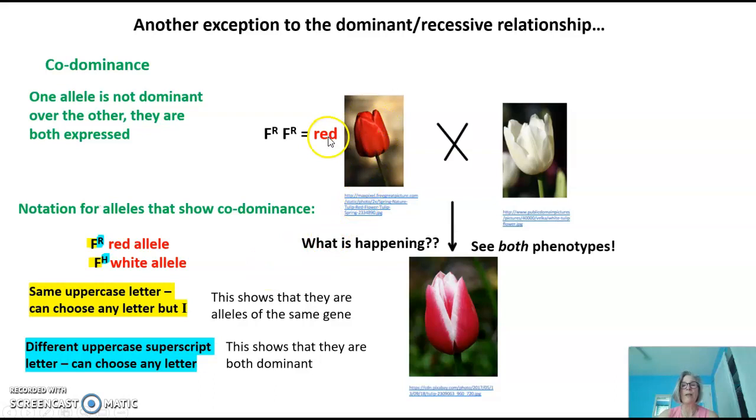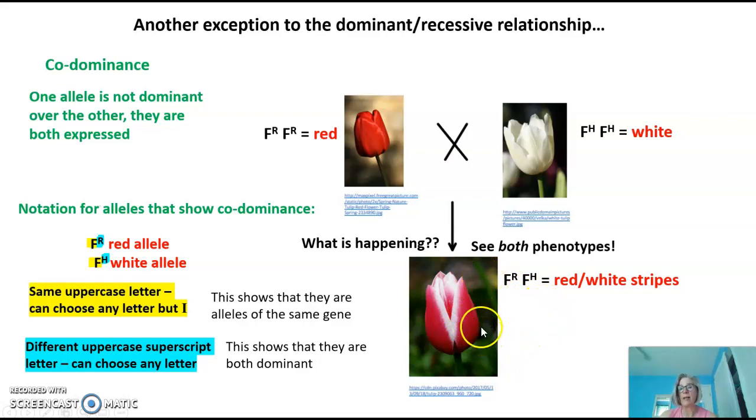So in this case, our red flower would be indicated by an F superscript R, F superscript R, with both R's in uppercase. The white flower would be F superscript H, F superscript H, with the H being uppercase. And then the heterozygote that is showing both phenotypes is F superscript R, F superscript H. In this case, it's showing red with white stripes.